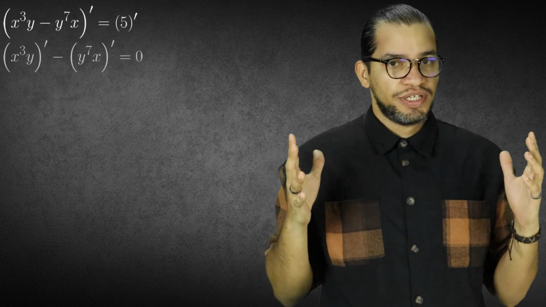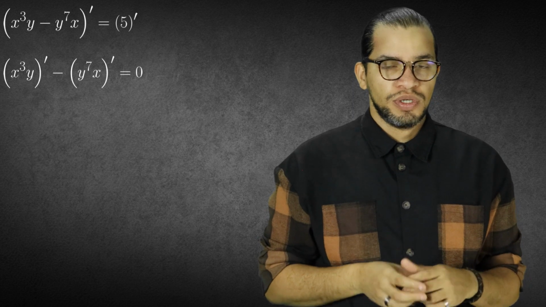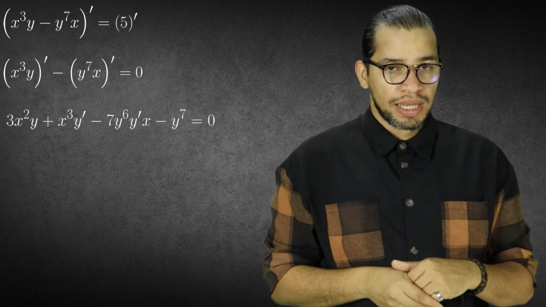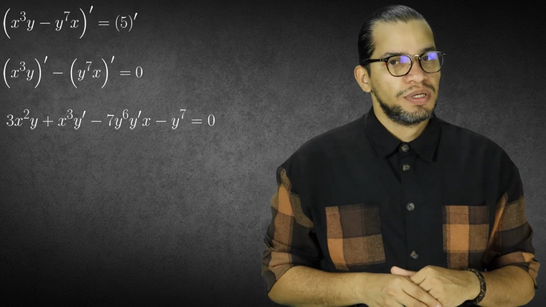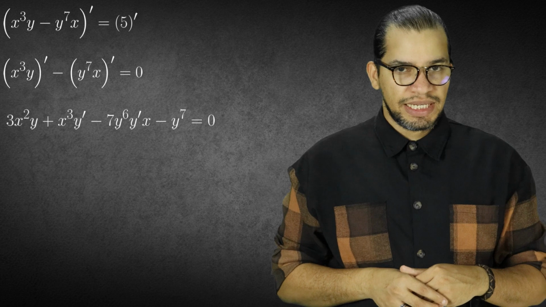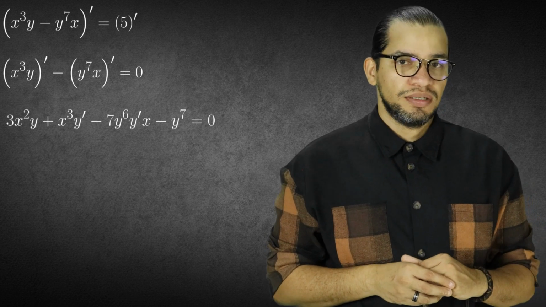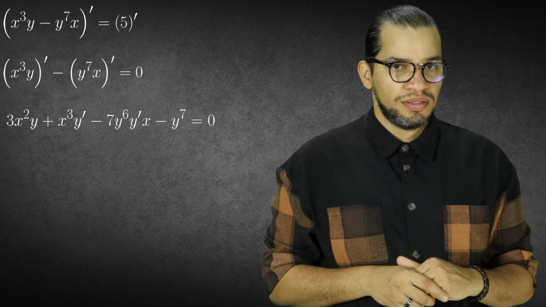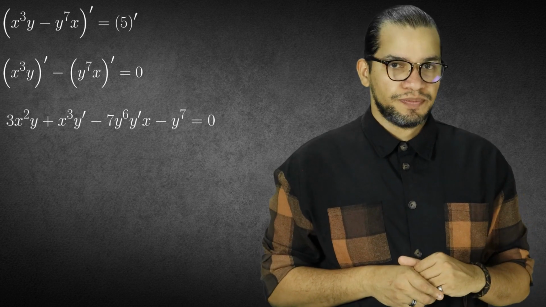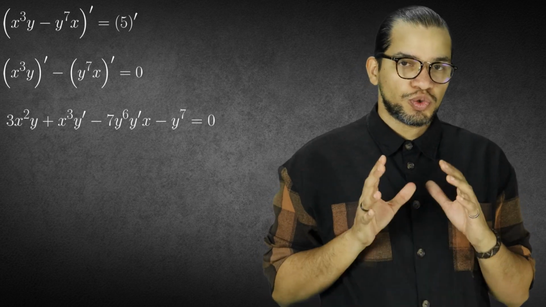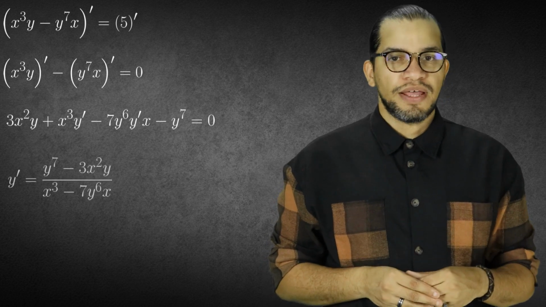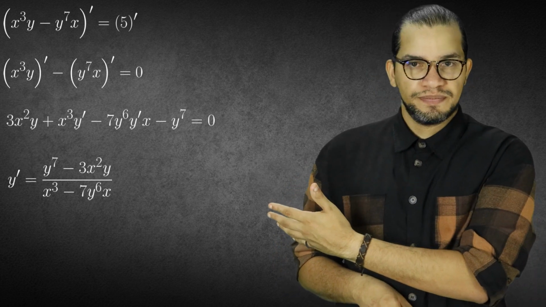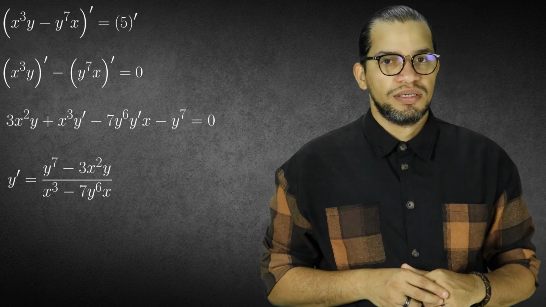Therefore, the entire derivative will be equal to 3x squared y plus x cubed y prime minus 7 y to the 6 y prime x minus y to the 7 equals 0. And we only need to solve for y prime. If we do so, we get the following derivative, and that will be implicit differentiation.